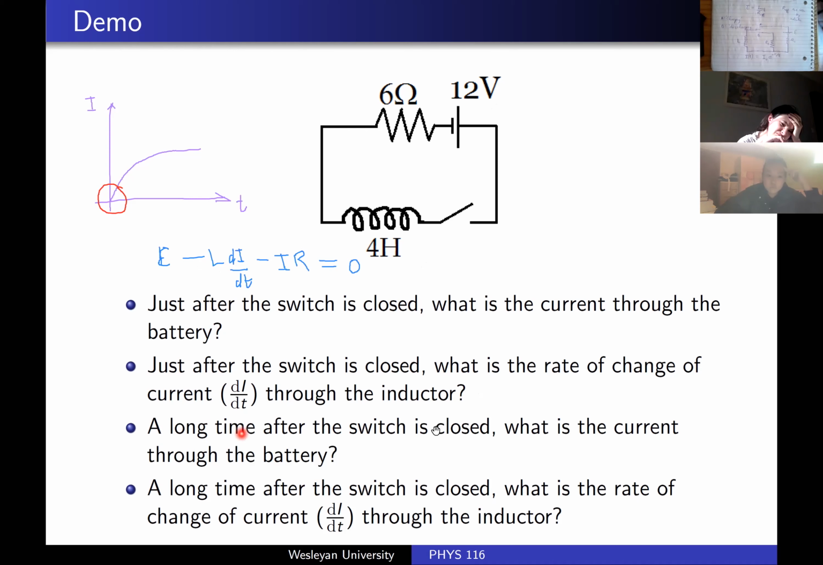All right, and then a long time after the switch is closed, what is the current through the battery? A long time afterward, since there hasn't been any sudden change, everything has become steady. If there's no change, then this is essentially just a long wire. Once the current is steady, the inductor can be treated just like a plain wire. And so the battery just sees 6 ohms over here, and we see that 2 amps is the current through the battery. And a long time after, what is the rate of change? Well, it's 0 because everything has become steady.